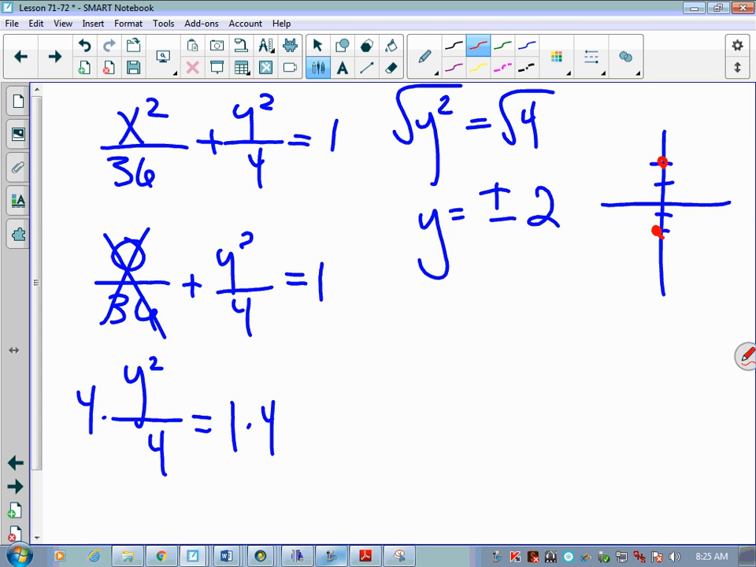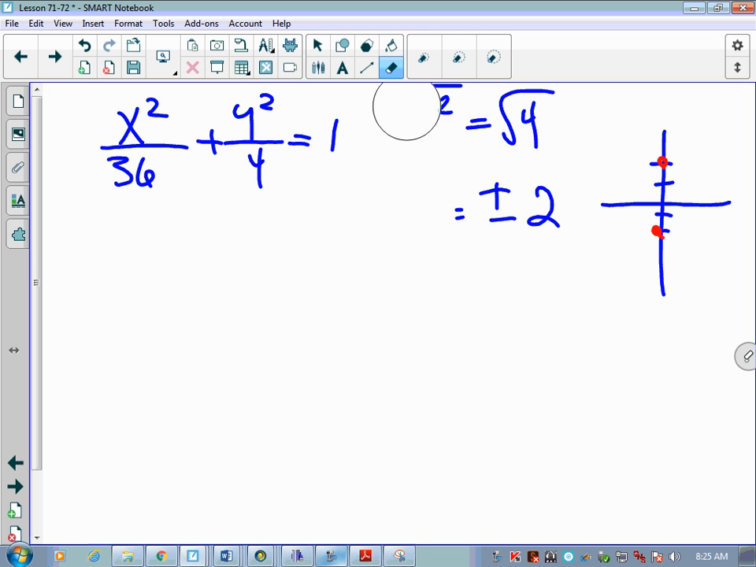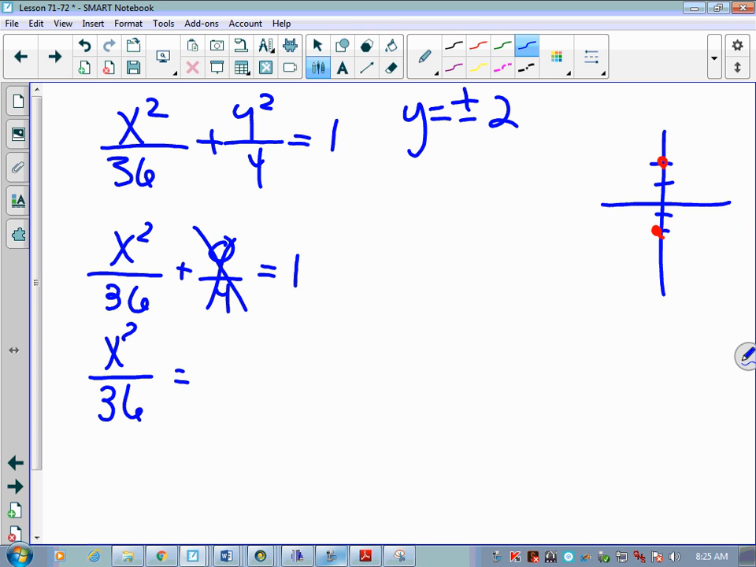Then we're going to do the same thing, except we plug in 0 for y and solve for the x values. We know y equals plus and minus 2. We get x squared over 36 plus 0 over 4 equals 1. Obviously that cancels out. We get x squared over 36 equals 1. We multiply by 36 on both sides and get x squared equals 36. We square root the x squared and get x equals positive and negative 6.